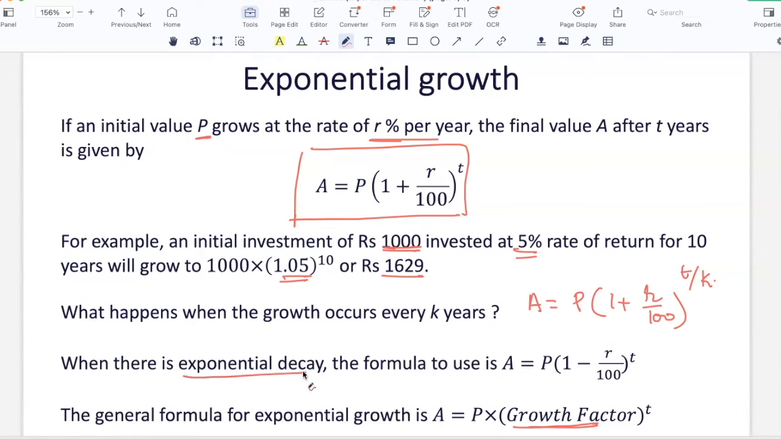Okay, what about exponential decay? When we speak of exponential decay, instead of the plus sign within the bracket, we take the negative sign. So the formula becomes A is P times (1 minus R by 100) whole to the power T.